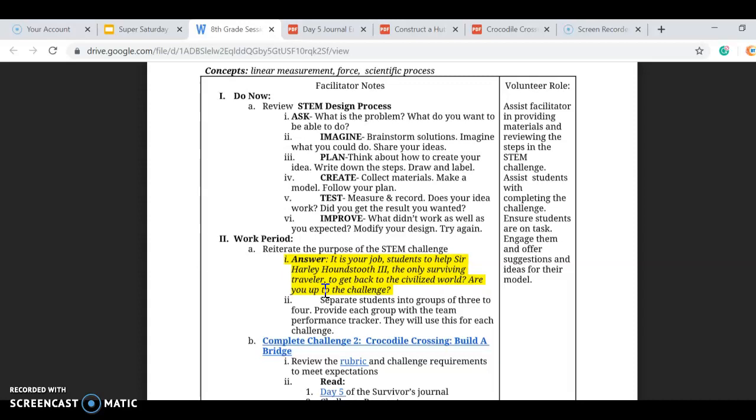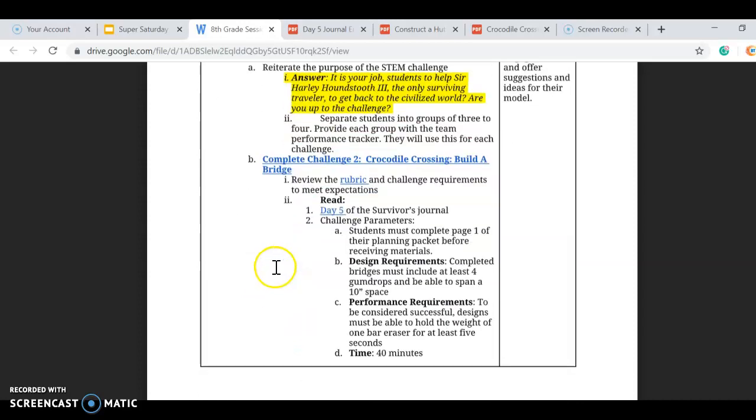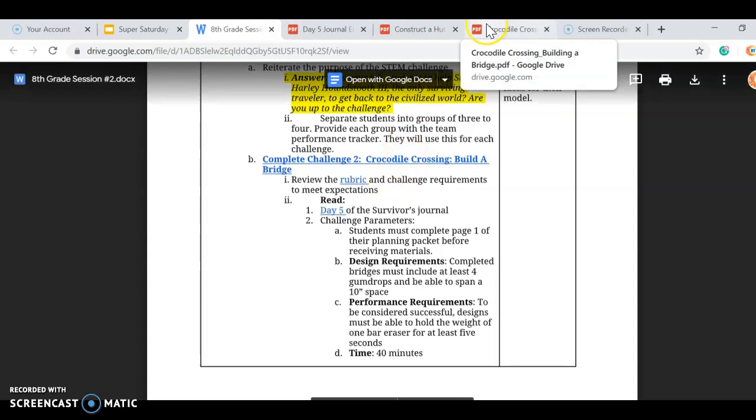So there is a performance tracker where they are going to be able to rate each group member, and actually they can assign themselves different duties within the group. So once they get the initial documents, they're going to complete challenge 2, which is Crocodile Crossing, build a bridge.